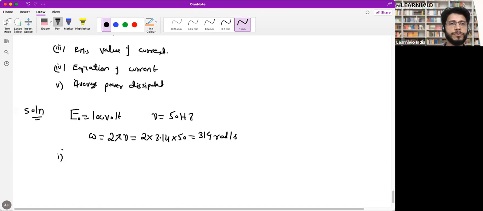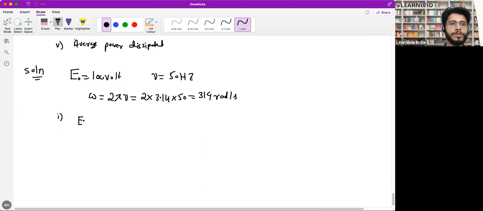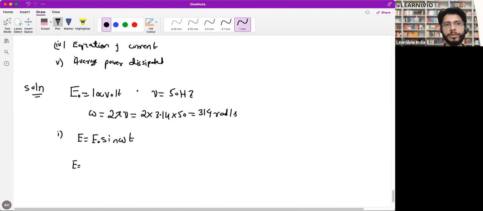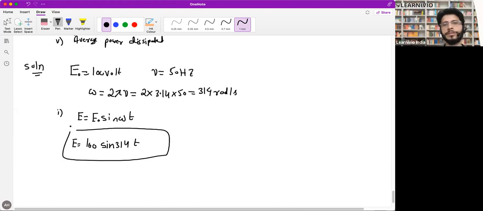Let's solve first part. Equation of EMF. This is the equation of EMF. E is E naught sine omega t. Just substitute the values. See how much is E naught? E naught is 100. Omega is 314 and it's t. This is the equation of EMF: 100 sine 314t.